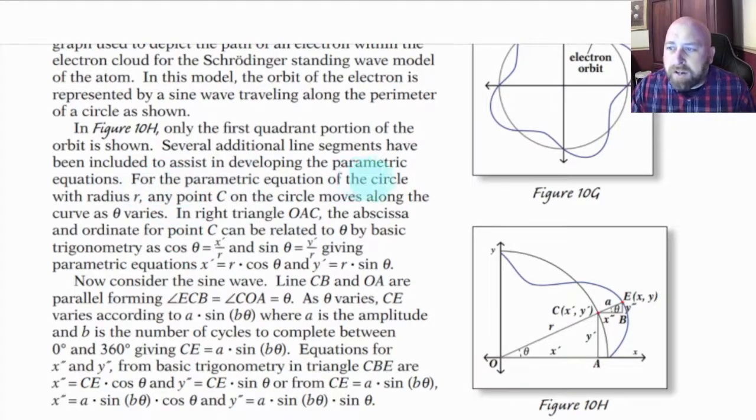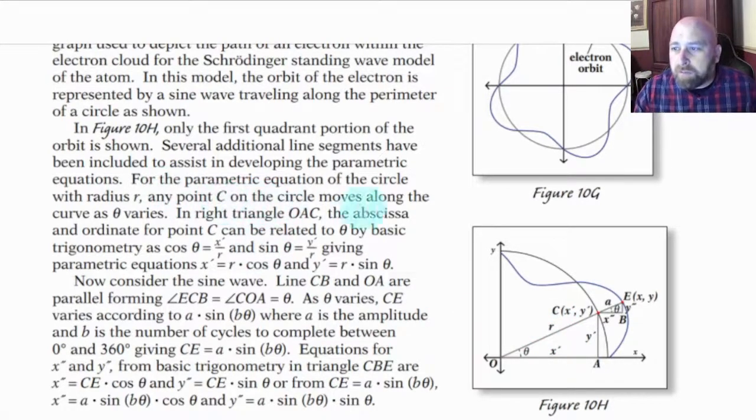For the parametric equation of the circle with the radius r, what's the radius r? The radius r is basically this circle, this r right here. Going from the center point over here to the edge of the circle, that's always called a radius. So that's an r. What is your r in trigonometry? Your r is your hypotenuse. So here's your right triangle, OA and AC. OC is your r, that is your hypotenuse. So that's what you're looking at there.